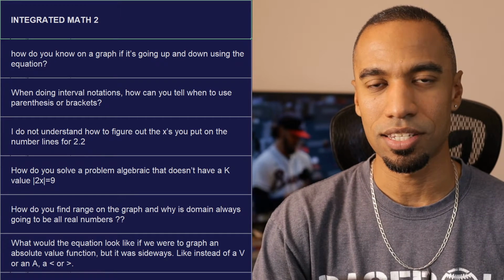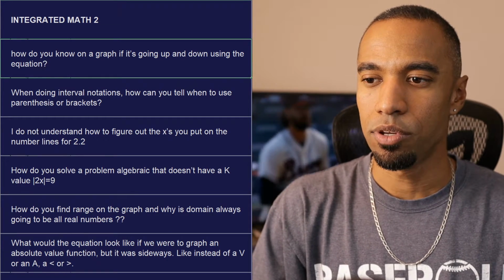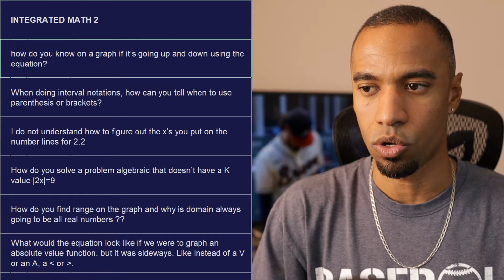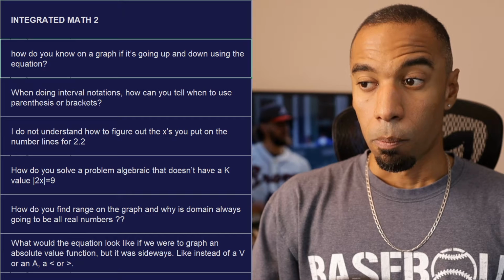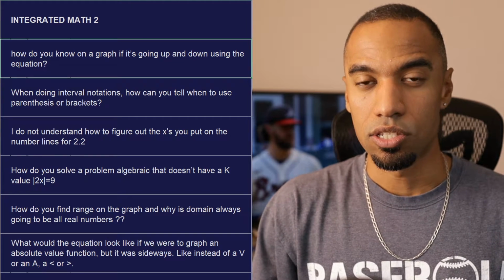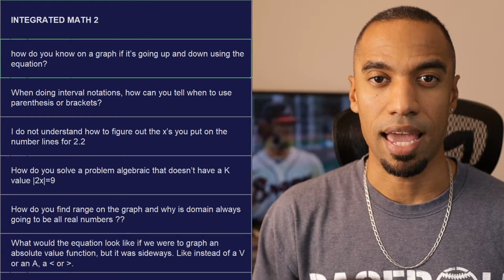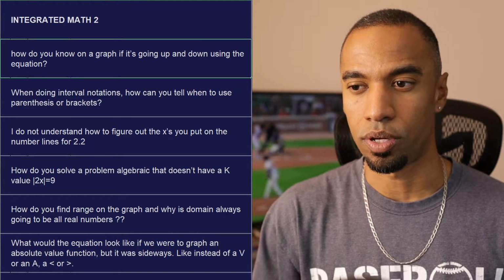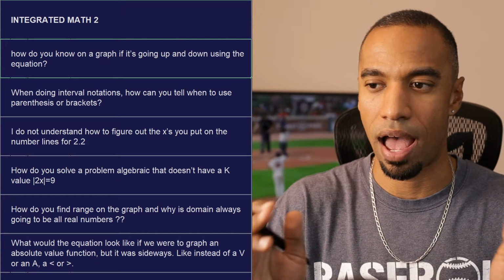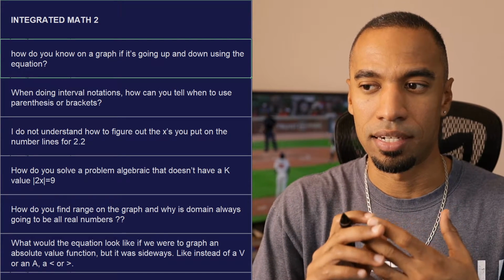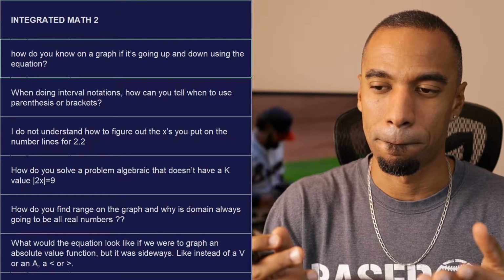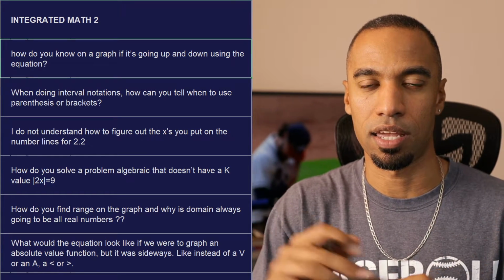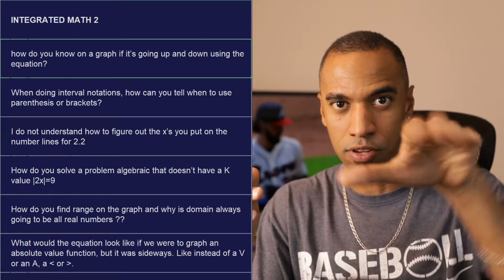And the first question that is asked is, how do you know on a graph if it's going up and down using the equation? My guess is because us dealing with equations was only in the absolute value stuff. I'm guessing that's what they're asking about, absolute value equations. How do you know on a graph if it's going up and down? I assume they mean up or down, in which case I mean if it's faced up, V-shape faced up, or V-shape face down right there.